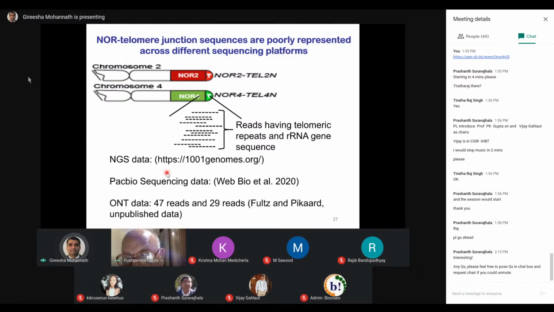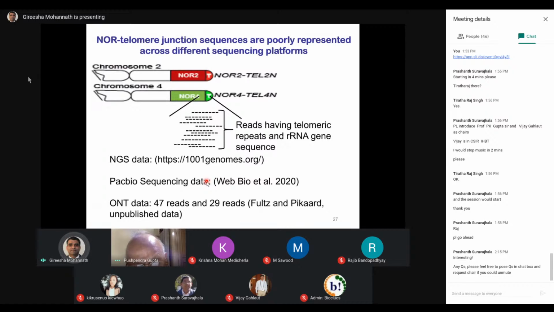We tried using the NGS data available in the 1000 Genomes Project for Arabidopsis. We were not successful. We also used recently published PacBio sequencing data, and that did not work either. Luckily, the Oxford Nanopore data that the Picard Lab has obtained, and which is yet to be published, had some reads coming from this region. Dallin Fultz is a postdoctoral fellow there. They gave us these reads, assembled them, and gave us the potential sequence coming from these regions. This is probably the case with all organisms when trying to get the subtelomeric sequences. They are not easily represented.